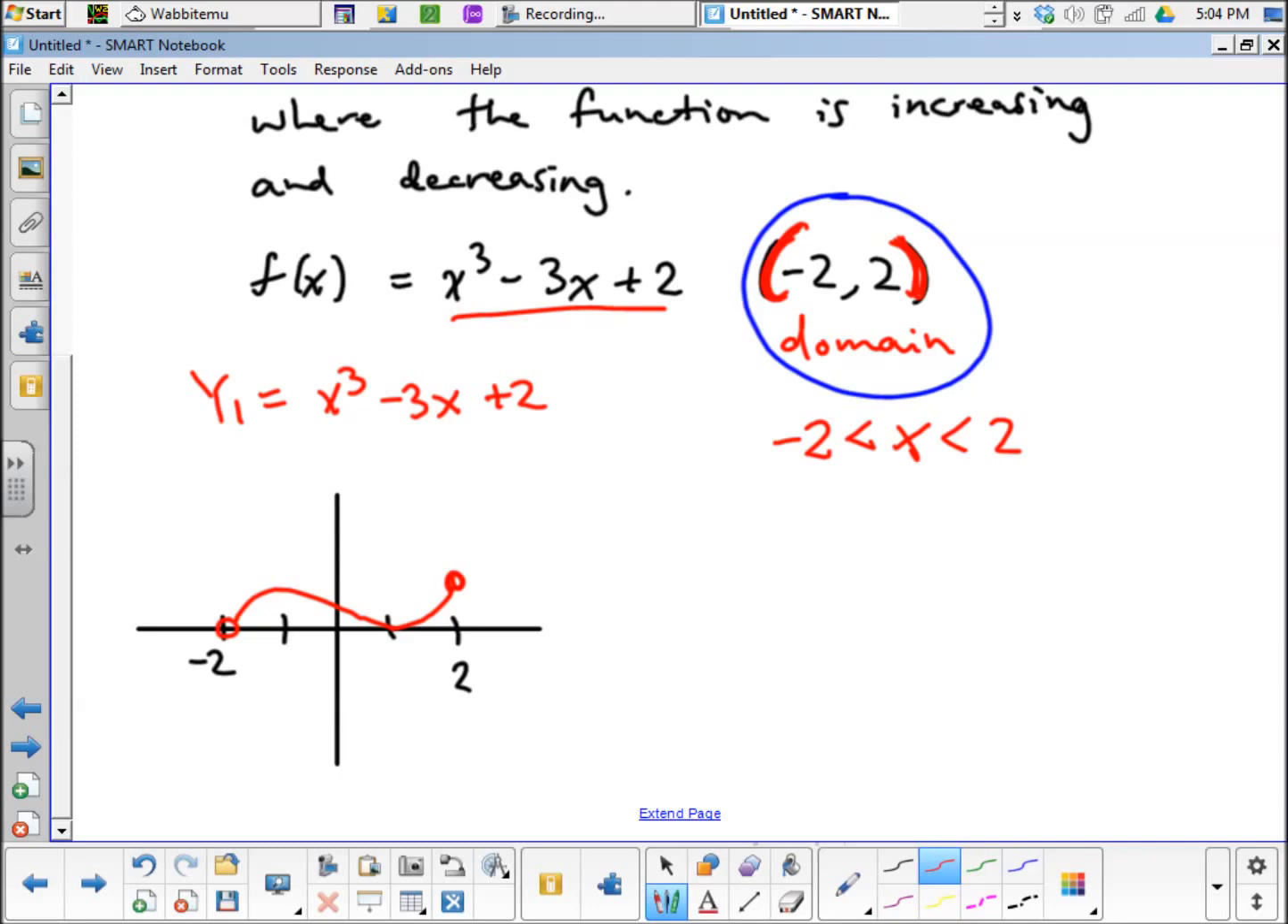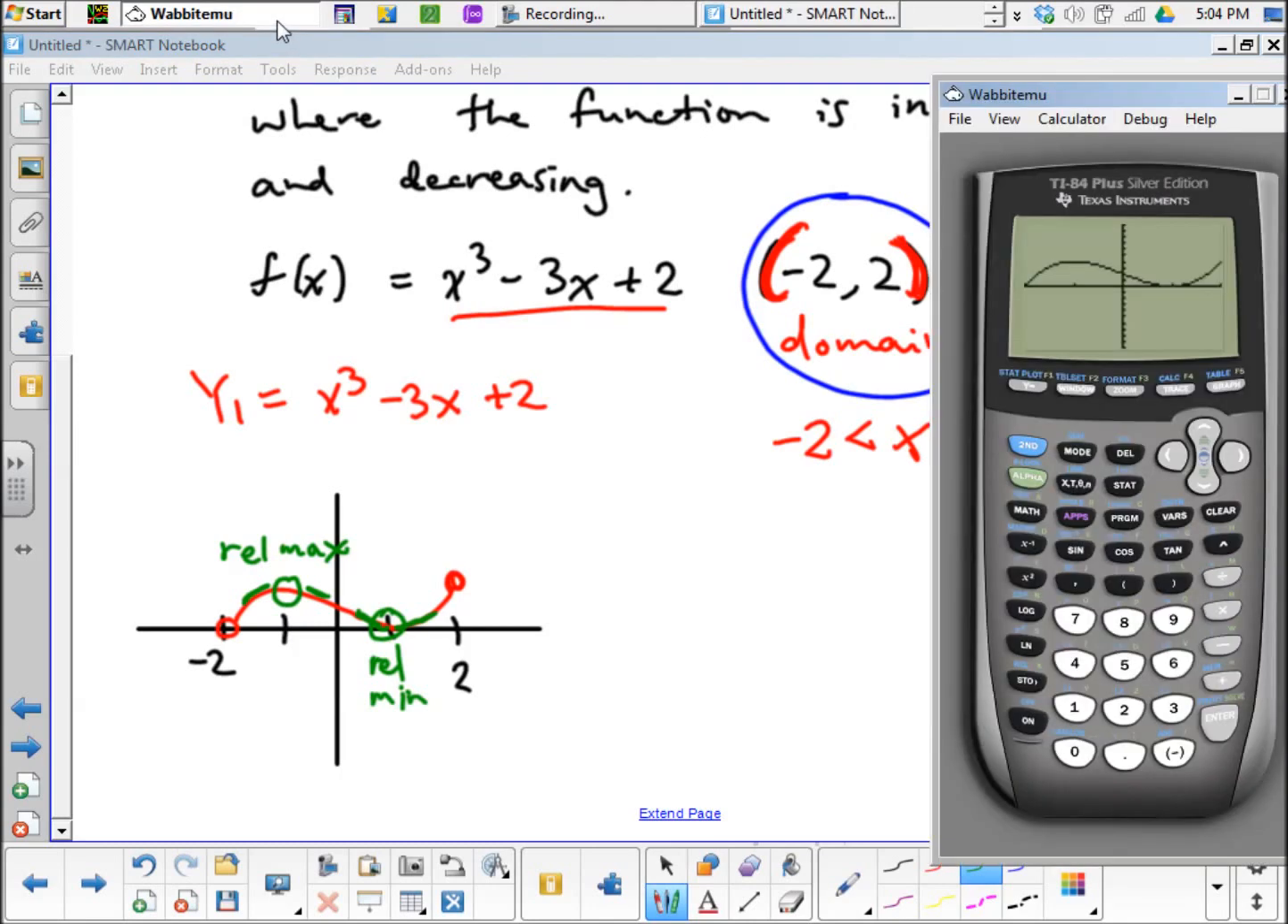I was supposed to then find where I thought the relative max and relative min were. I believe this point is a relative max. It seems to be the highest point in its little region. It's increasing on the left, decreasing on the right. And this point over here I believe would be my relative minimum. It's decreasing on the left side of it, and then it starts to rise as you go to the right. Okay, so where are those points? Well, I can't get them exactly. I think they're -1 and +1. The only way to really know is to do some calculus, which we're not ready for.